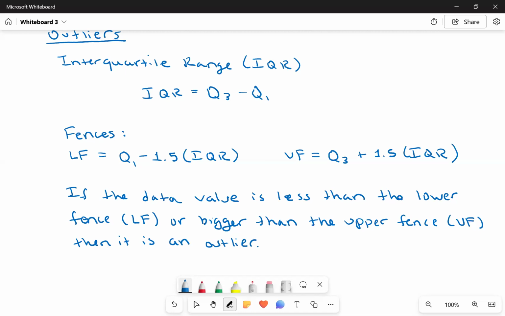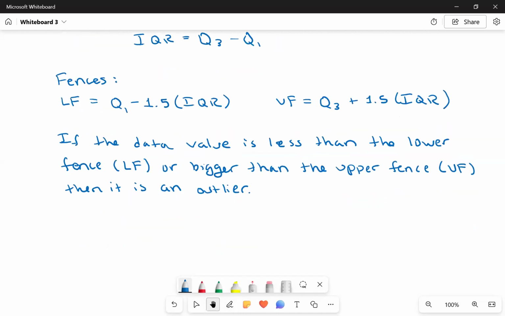Well, let's test this. We have a couple examples ready to go for us here. So let's look at the 20 test scores we just did, and let's test for outliers, okay? So I'm going to find the lower fence.